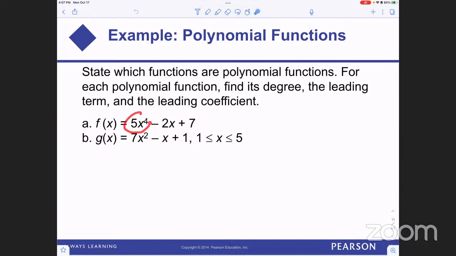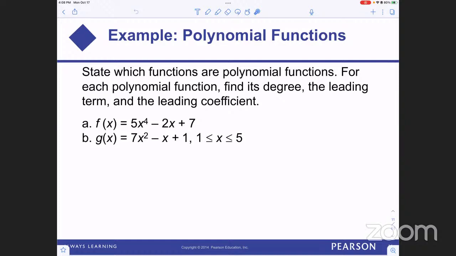Because this is a monomial: it's some real number times x to some non-negative integer exponent. Same thing here and same thing here. So we have a finite sum of monomials, so this is a polynomial. Then for each polynomial, the degree, can somebody tell me what's the degree of this polynomial? 4, right? The degree is going to be the highest power on any variable.